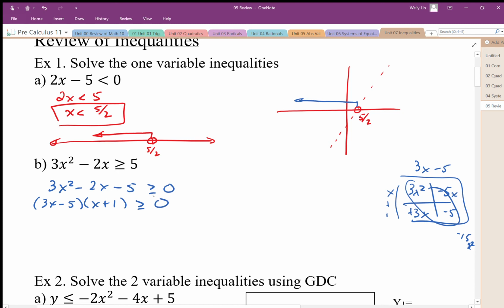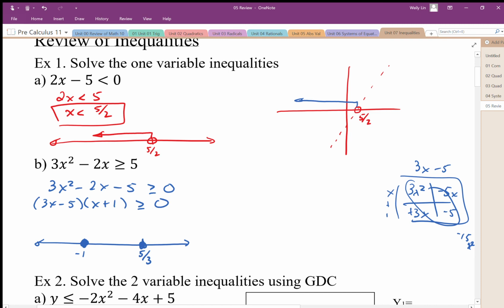Okay, so if we're going to solve this, then we can determine our boundary regions based on our zeros. So we have a 0 at negative 1. And we're going to color that in because it's equal to that boundary. And we have 0 at positive 5 over 3. And we're going to color that in. And we want to know where this inequality is above 0. So we could test.